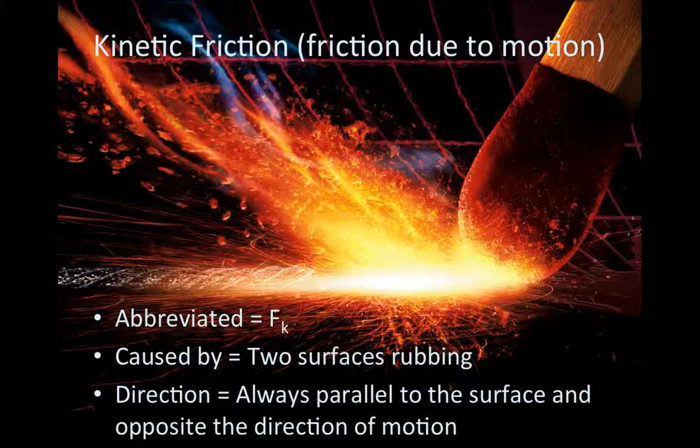So for example, here's a picture of a match being struck on some surface. That friction, which is caused by the two surfaces rubbing together, also causes heat, which is what you can see here, but it's going to be in the opposite direction of the way you are striking that match.